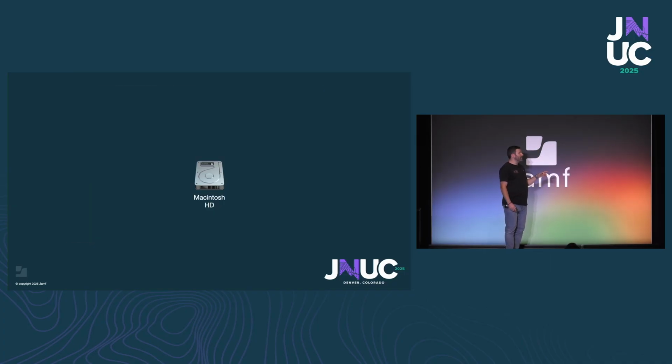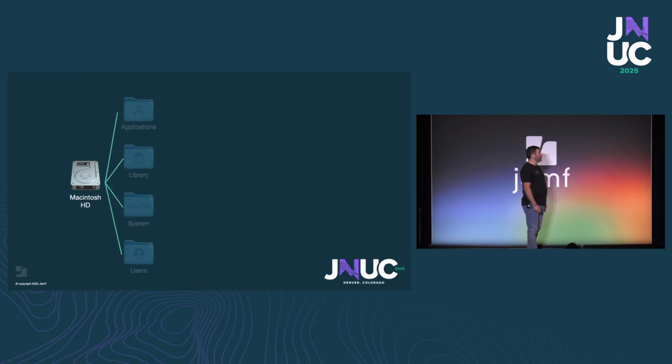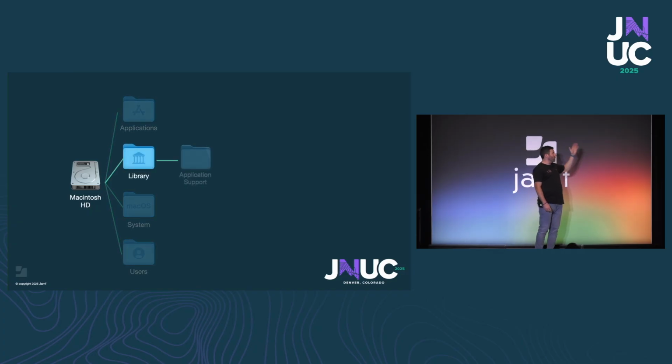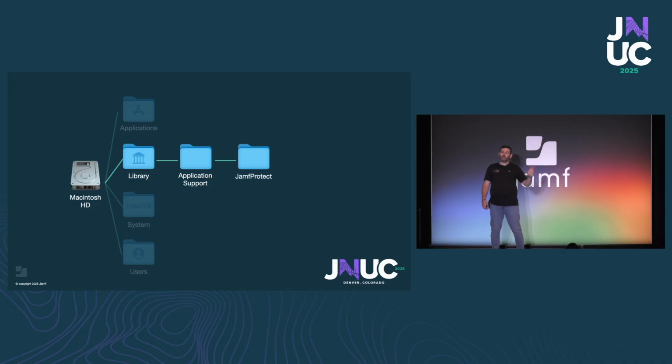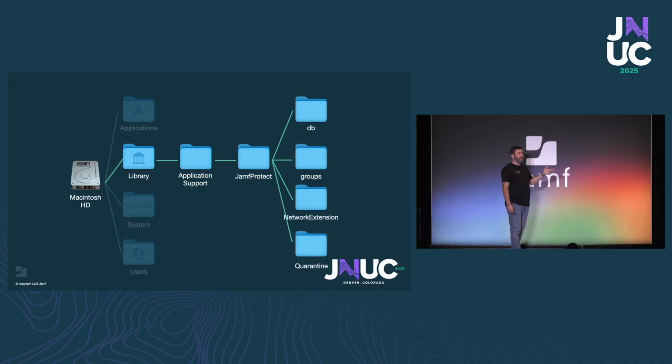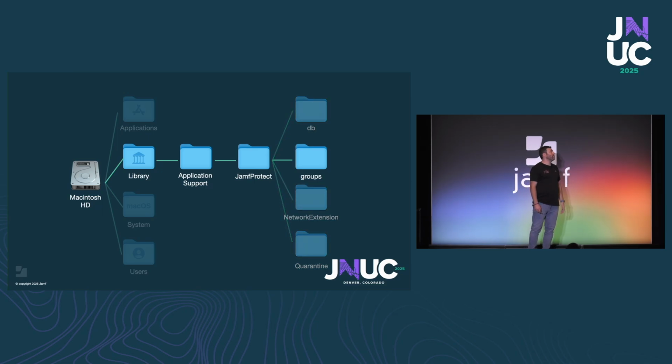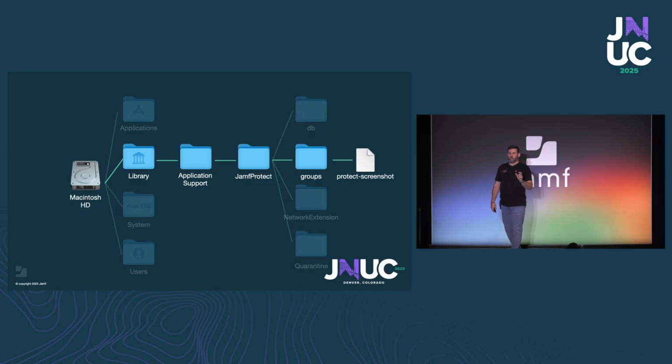For the sake of clarity, this is kind of what the file path looks like and where that file would be. So we've got Macintosh HD, we've got a few different directories, but we'd be in Library, Application Support, Jamf Protect, and there's a few subfolders in there. We've got DB, that's our quarantine location as well. We've got groups. And so when we add it into that Jamf Pro group, we're actually writing a blank file into that group's directory with the name that you created. It's just a blank file in there. So that's what we need to remove.